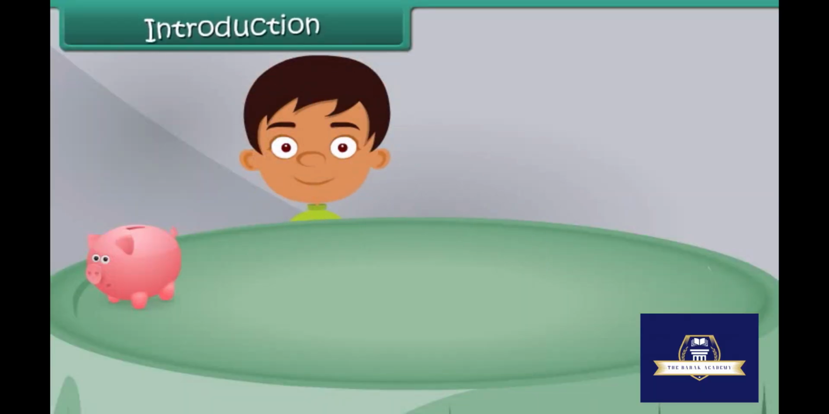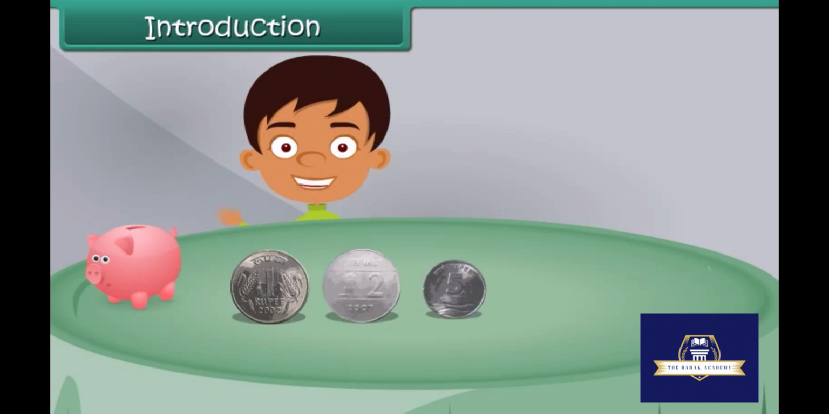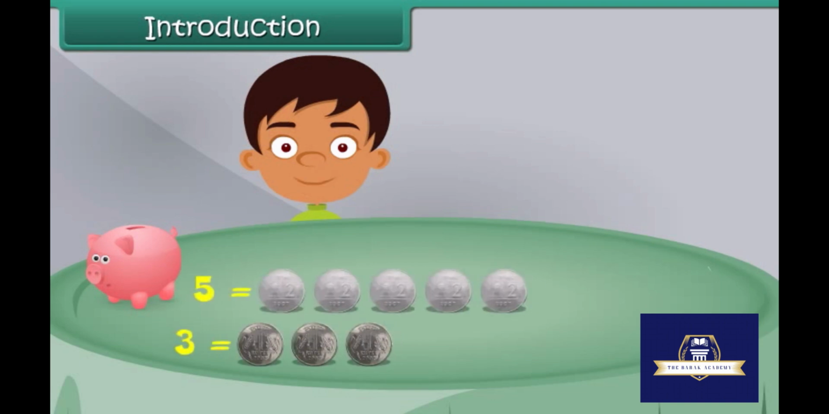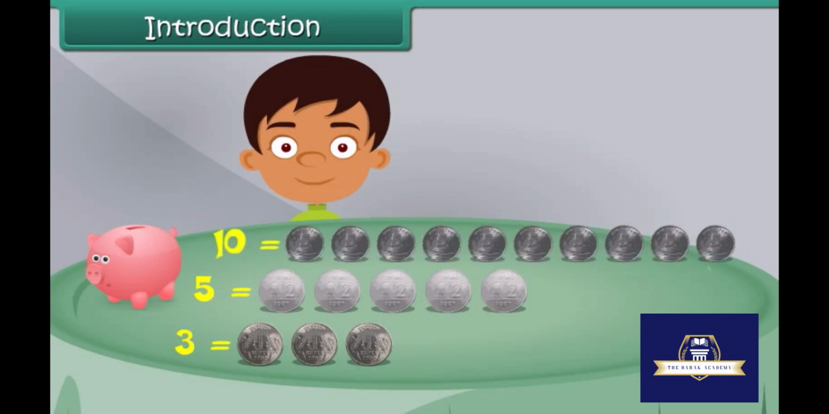Introduction. Friends, I'm fond of collecting coins. I have my piggy bank filled with lots of coins. Today we'll do something interesting. We will collect information of total number of 1, 2 and 5 rupee coins present in this piggy bank. We have 3 1 rupee coins, 5 2 rupee coins and 10 5 rupee coins. Wow! That's a lot of money.